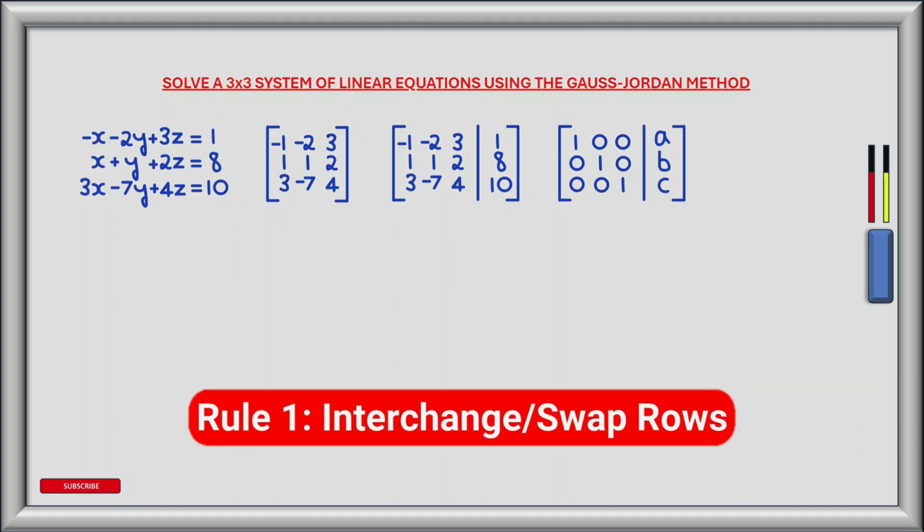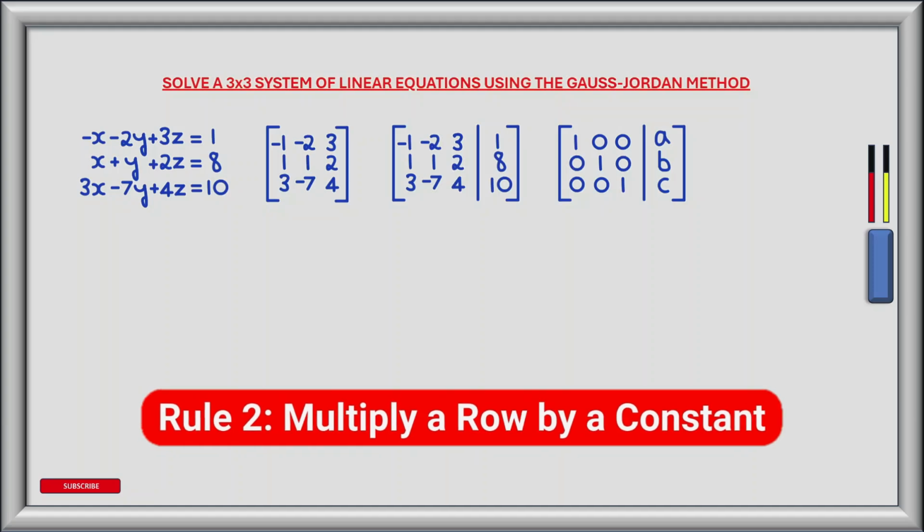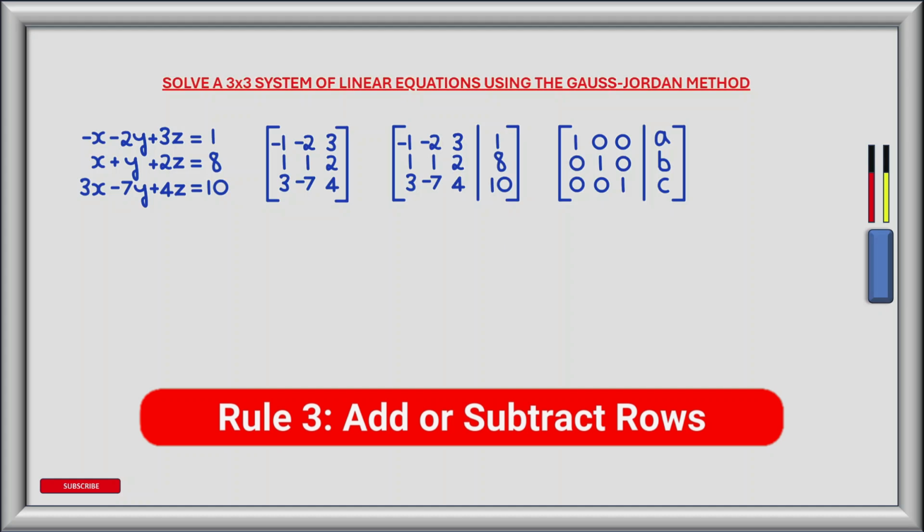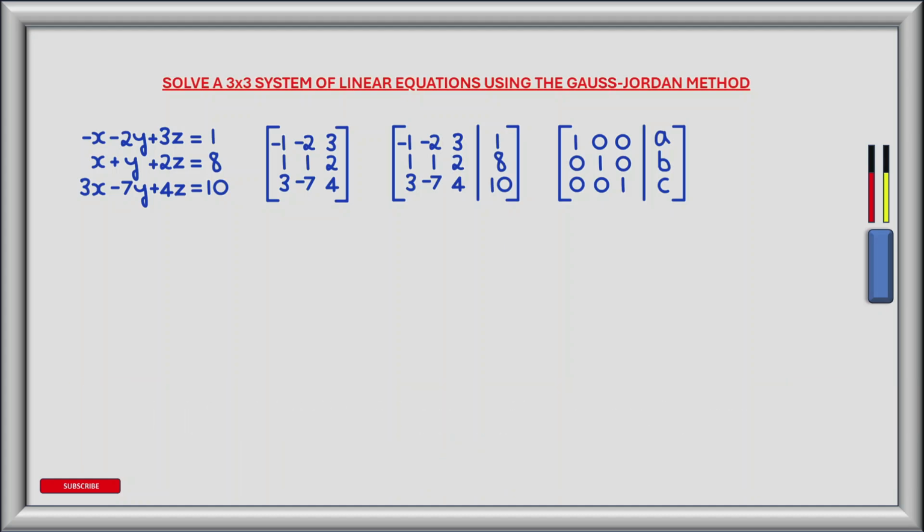Rule 1, we can interchange or swap any two rows. Rule 2, we can multiply a row by a non-zero constant. And rule 3, we can add or subtract any two rows, which can be done in conjunction with rule 2, which enables us to multiply a row by a non-zero constant. Let's now apply these rules and demonstrate the step-by-step technique to reduce our augmented matrix to reduced row echelon form.